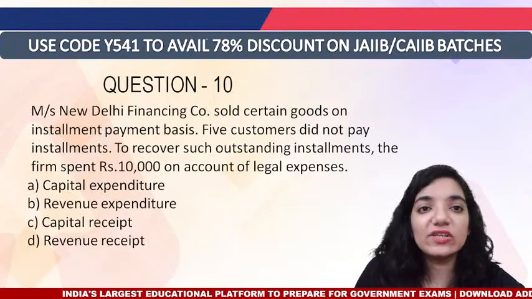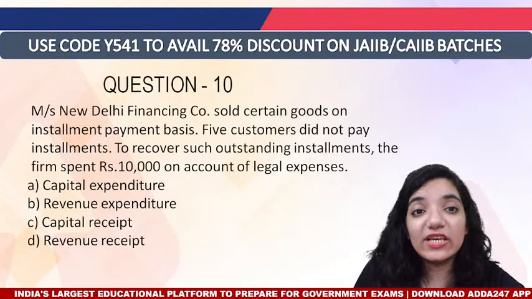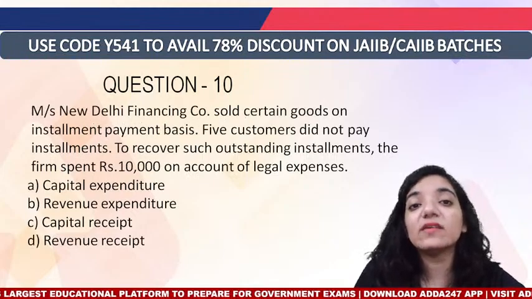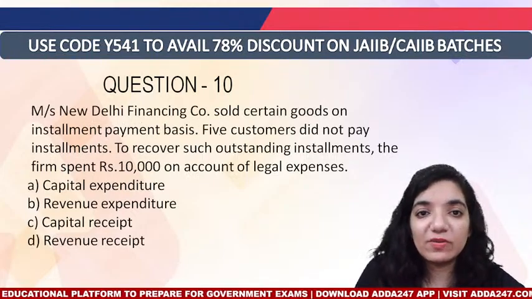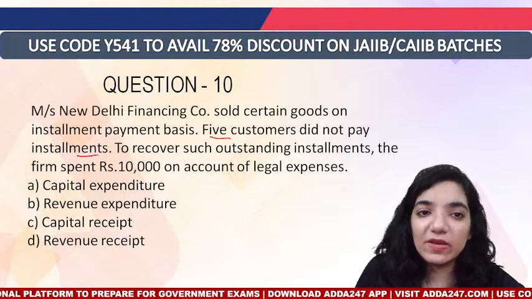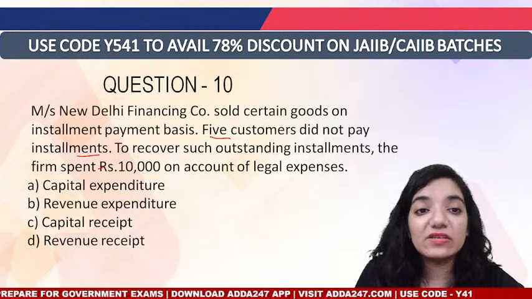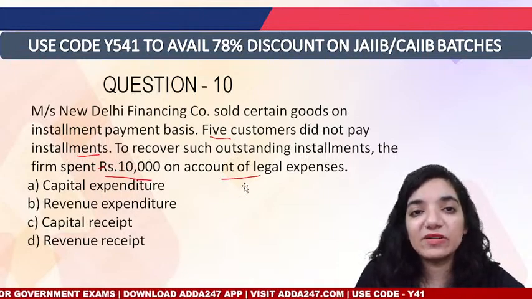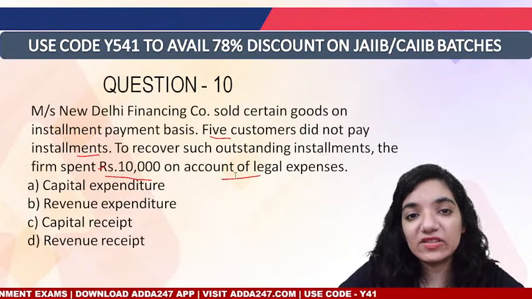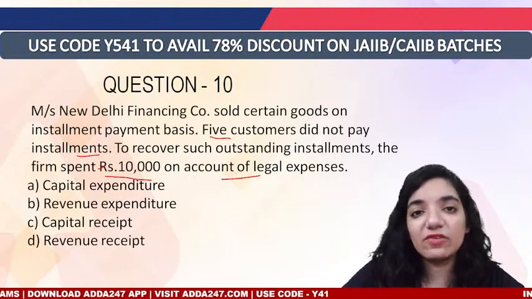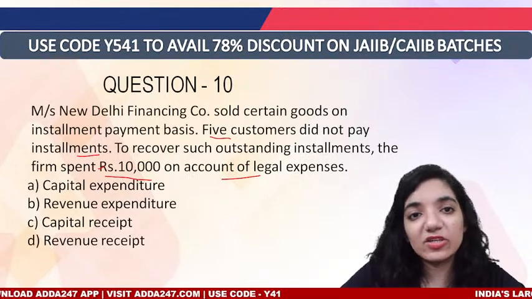The last question is Messrs. New Delhi Finance Co. Company sold certain goods on installment basis. Five customers did not pay the installments. To recover such outstanding expenses, the firm spent 10,000 on account of legal expenses. We wanted the people to pay us the money. So what happened is, to recover the money, we had to make an effort because people didn't pay in time.